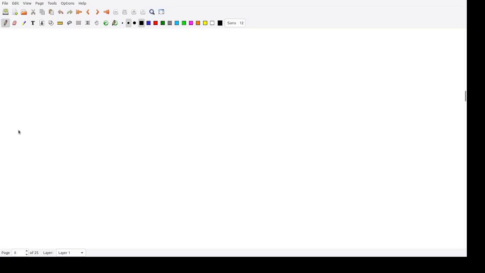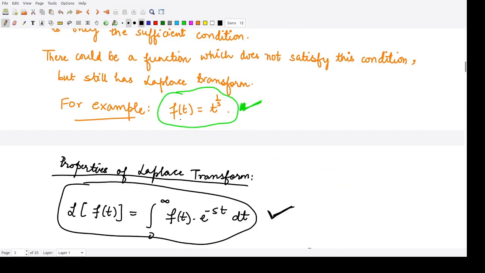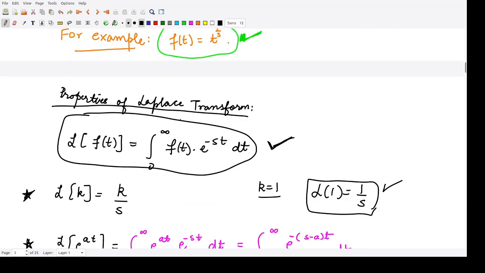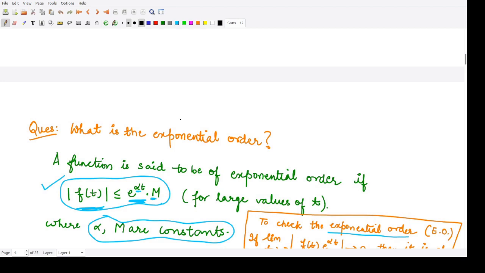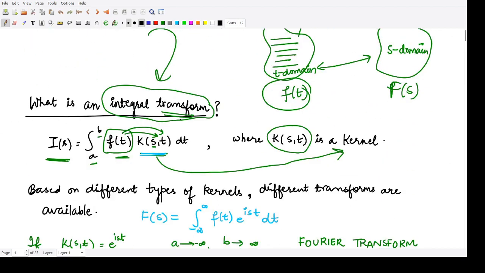In the last class we derived various formulas for Laplace transform. Let us have a quick look at them. So, properties for Laplace transform. What was the definition for Laplace transform? The definition for Laplace transform was this one.